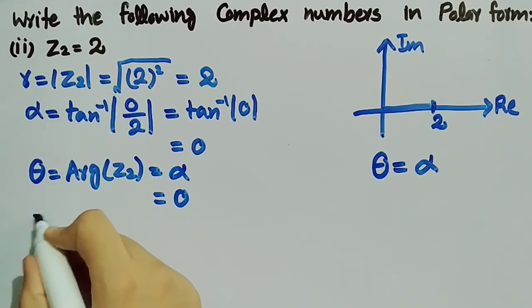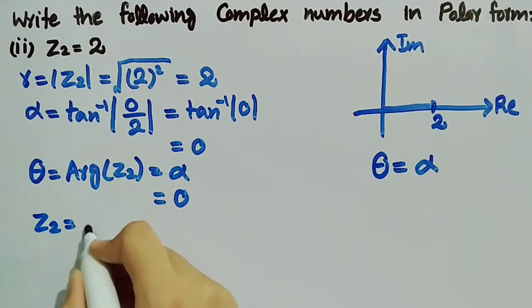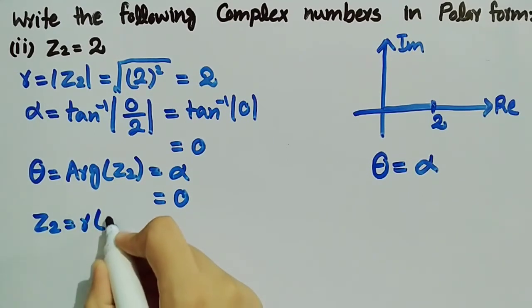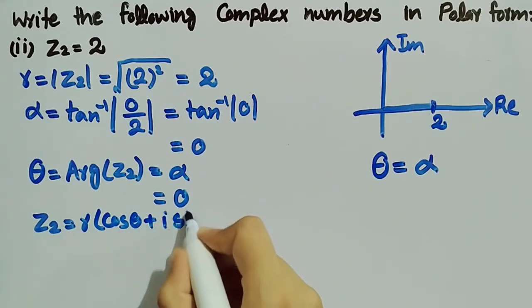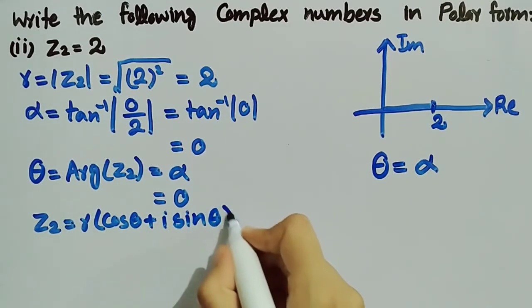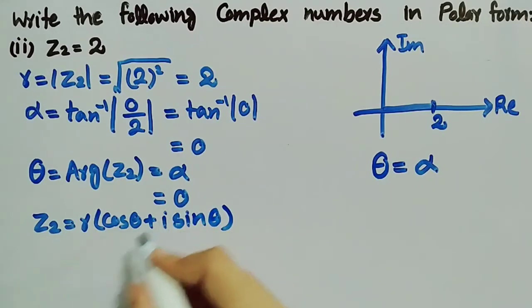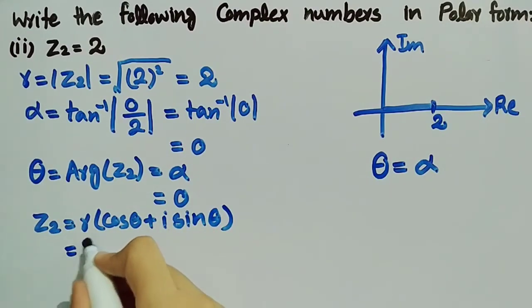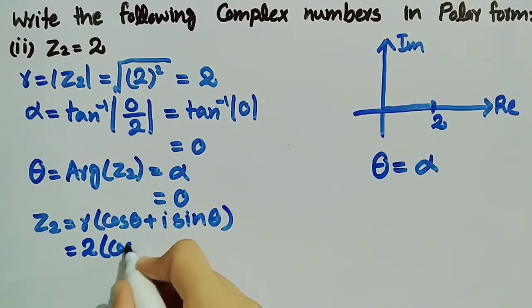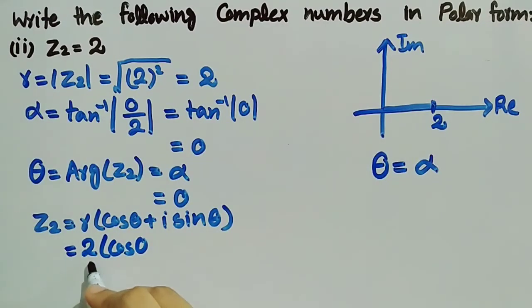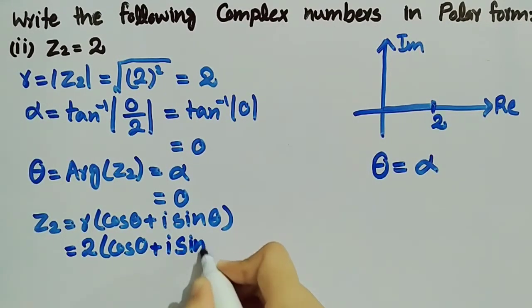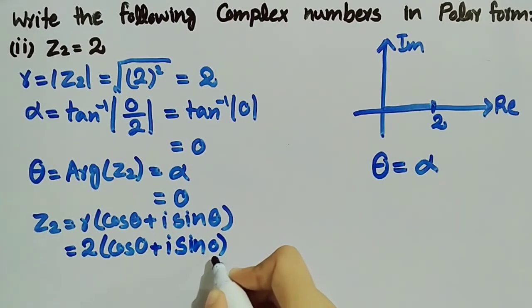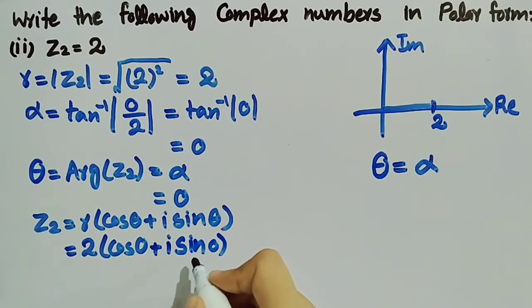Now we will write its polar form which is equal to r (cos theta plus iota sin theta). Now we will substitute the value of r and theta. r is equal to 2 and theta is equal to 0. So it will become 2 (cos 0 plus iota sin 0). This is the polar form of the complex number z2 equal to 2.